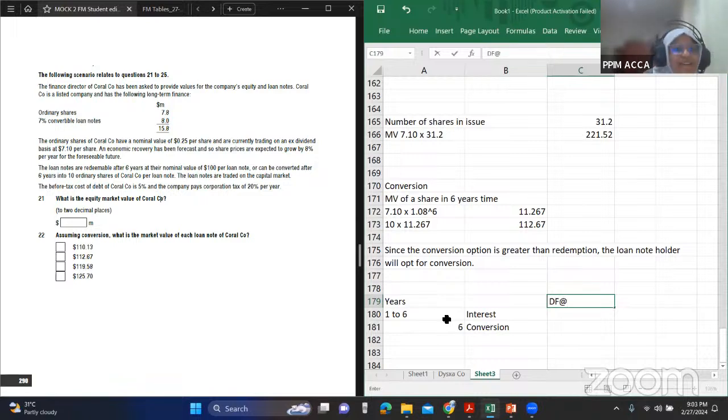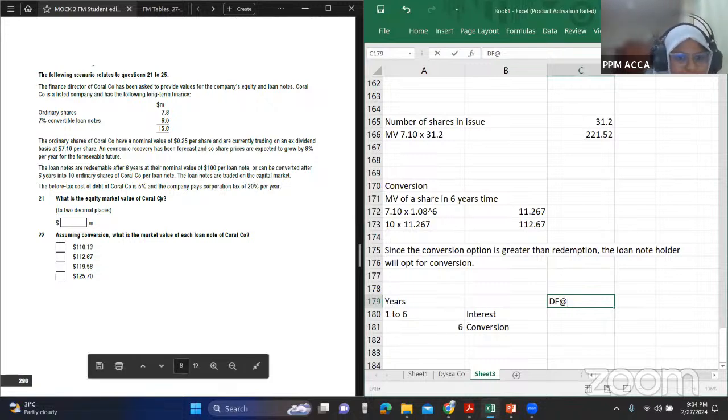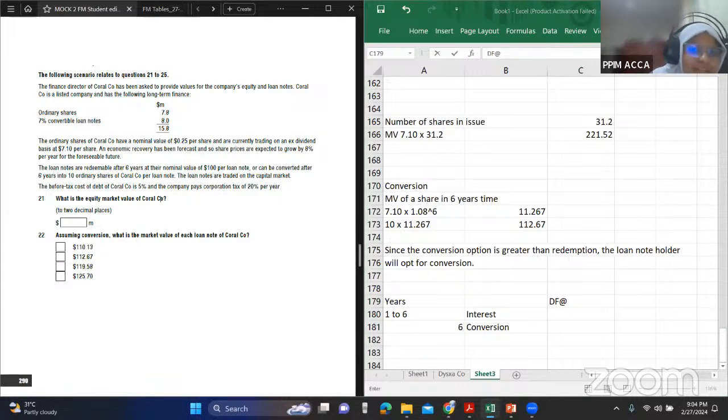Okay, I got your question. Why are you using the before tax rate and not the after tax rate? The thing is here, when you're talking about market value, did you calculate using post tax? And what was the answer you got for market value when you did that?